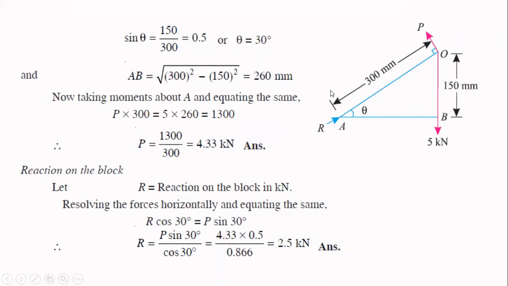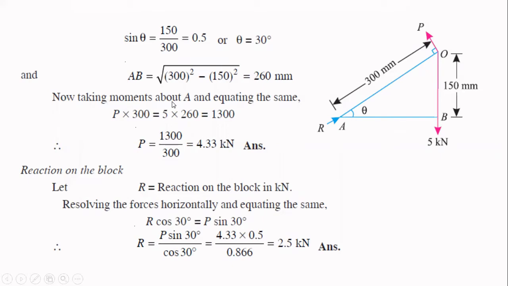Okay, now similarly AB is this side. To find out this side, from the Pythagoras theorem, we may calculate this one. AB is equal to the square root of hypotenuse square minus adjacent side square. That's why the square root of 300 square minus 150 square is equal to 260 millimeter. This distance AB will be 260 millimeter.